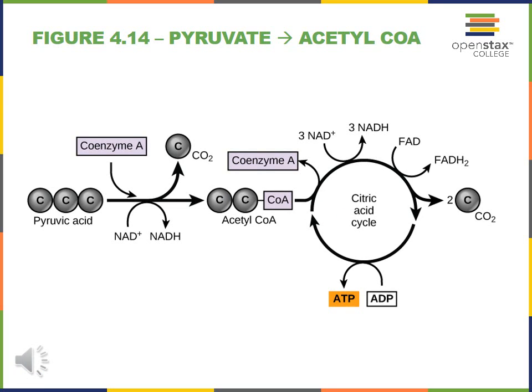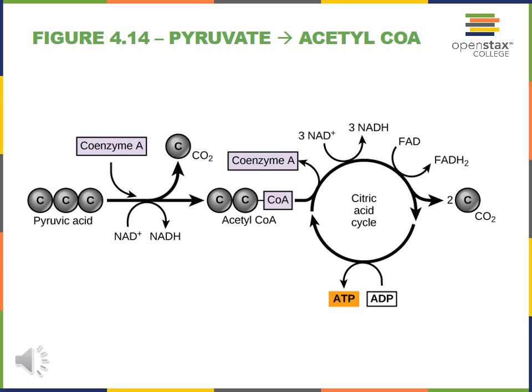This picture is showing how the pyruvate from the breakdown or byproducts of glycolysis in the previous picture can be utilized with some coenzymes, the coenzyme A and the NADH and NAD plus, to form this acetyl-CoA. And again, using a coenzyme, it enters into this citric acid cycle.